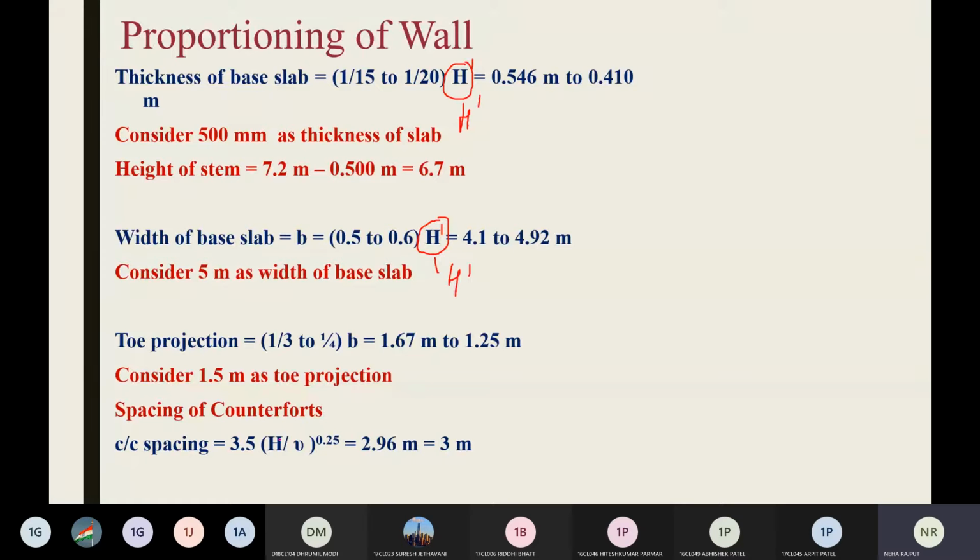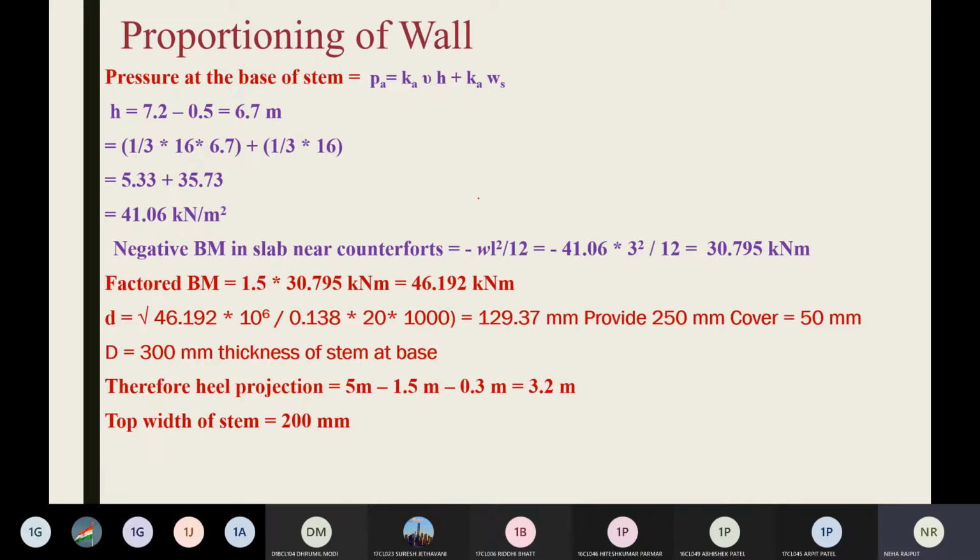No any other place. Here also the spacing of counterfort member you can find, right? So that is 3 meter, as I explained that more than 3 meter will give the more deflection. So the limiting value for the spacing of counterfort member is 3 meter, right? So this way you can do the proportioning.